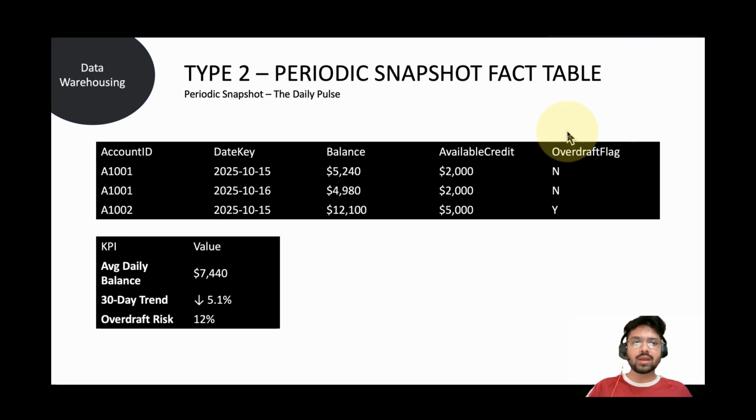What periodic snapshot fact tables do is summarize business activities over a defined period of time, such as daily, weekly, or monthly. With these KPIs, you can see that we are finding the average daily balance on a daily basis, the 30-day trend, and overdraft risk. So periodic snapshot fact tables are useful for trend analysis and store semi-additive measures. That is, they don't sum up all the dimensions but include only particular dimensions for the analysis. So this is ideal for trend analysis over time. This is what periodic snapshot fact tables are.